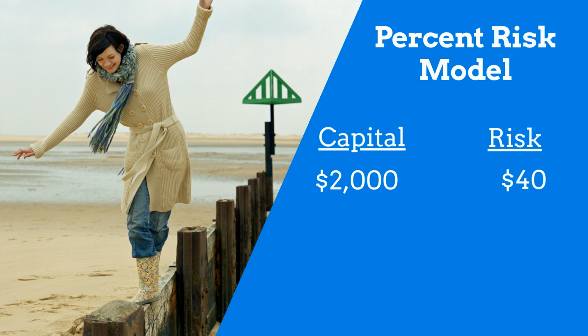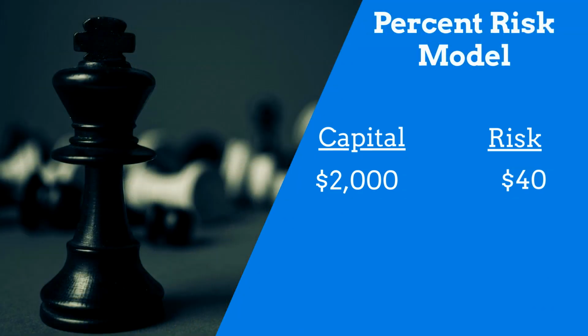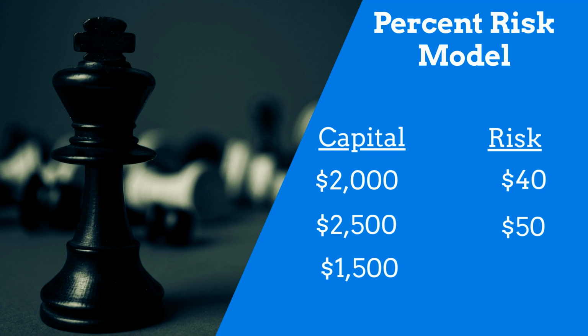So when they are beginning, they'll risk $40. But if, let's say, they grow their account to $2,500, now in their next trade, they'll risk 2% of that $2,500, meaning they'll risk $50. And if the account size drops, let's say to $1,500, they'll also reduce how much they are risking, but the percentage is still the same, 2%, meaning at that moment they'll be risking $30. So that is important to understand about how the percent risk model works. It is based on the account size.